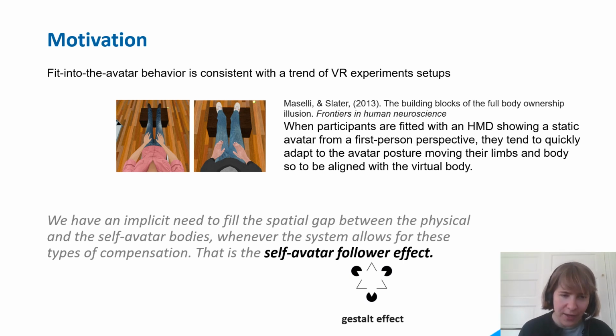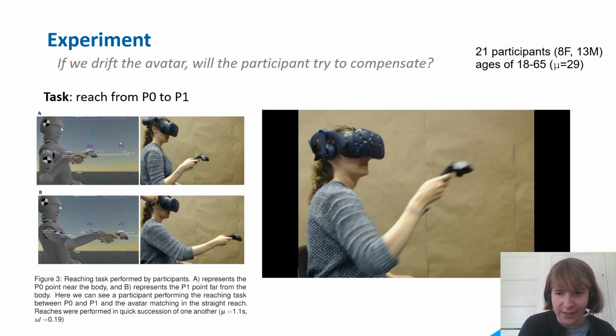So we think that, yes, we have an implicit need to fill this spatial gap between the physical and the self-avatar bodies, whenever the system allows for that type of compensation. And that's what we call the self-avatar follower effect. It's guided by this idea that our brain fills gaps and tries to minimize inconsistencies.